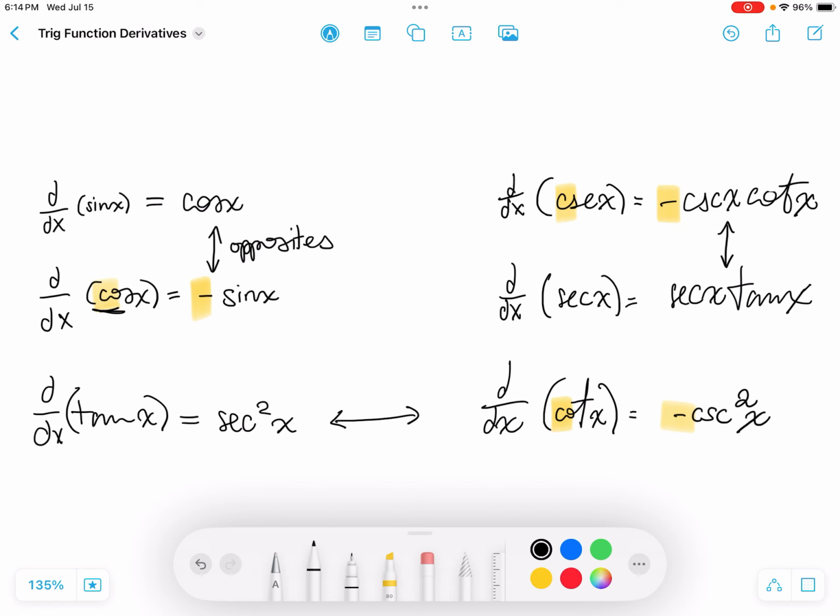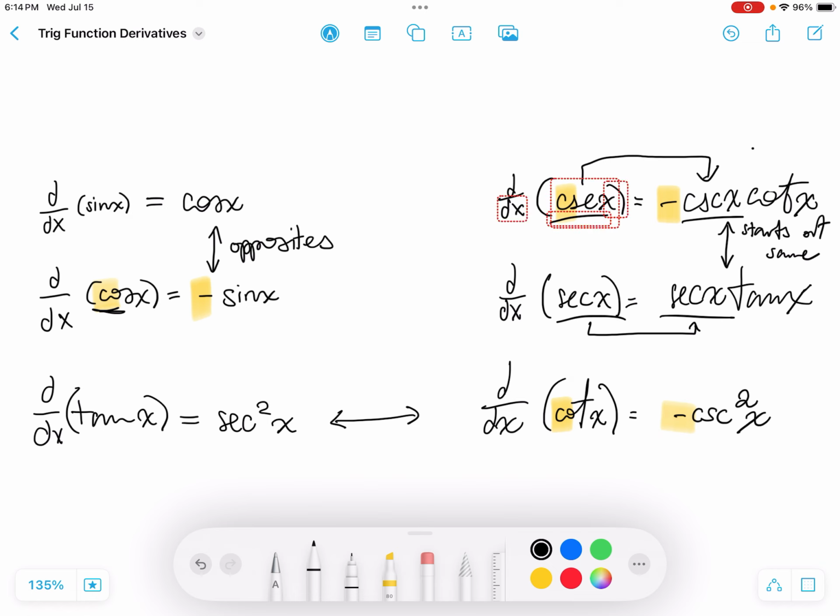Okay, cool. That was pretty quick. I think that makes a lot of sense. It's pretty easy to remember. So we're going to move on to the harder pair, which is cosecant and secant. So starting off, we're going to say, okay, cosecant, secant. Each of the derivatives starts out with that. So the derivative of cosecant starts out with cosecant. The derivative of secant starts out with secant. So it starts out the same.